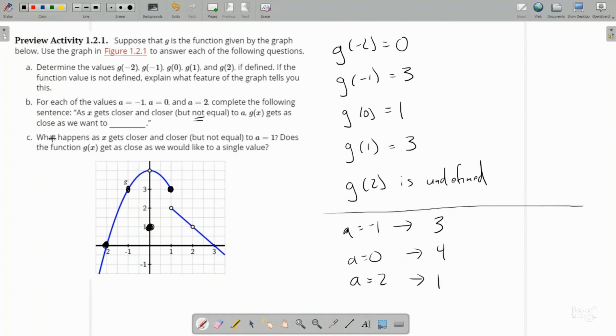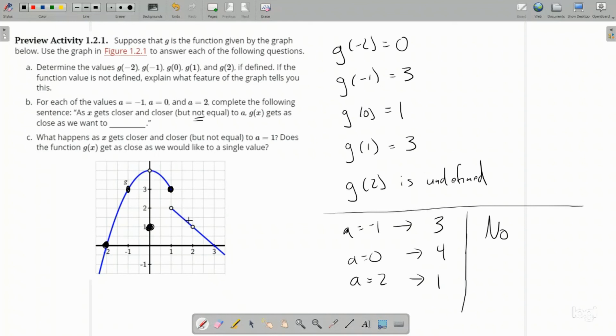Part C, as x gets closer and closer but not equal to, whoops, sorry, that was 2. Closer and closer but not equal to the value a equals 1, what happens? So you can see that if you approach from this side, it looks like it's approaching the value 3. If you approach from this side, it looks like it's approaching the value 2. And so the answer to this question, does the function get as close as we would like to a single value? The answer is no. And you can see that it's approaching one value from the left and a different value from the right.